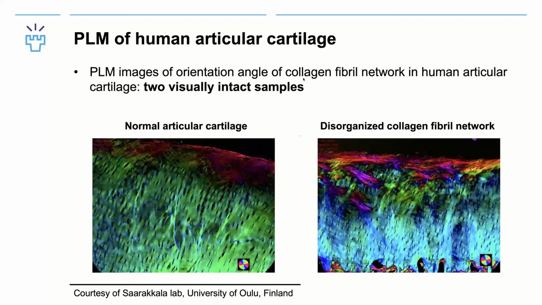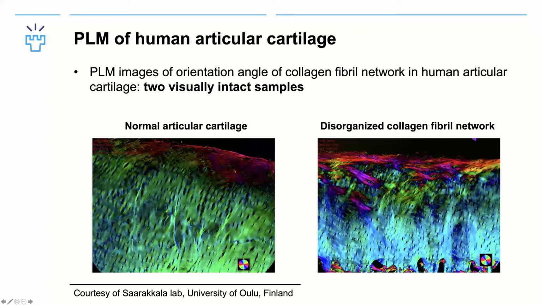These kinds of images you can get from polarized light microscopy. Here we have images of two visually intact articular cartilage samples. Here is the surface, and here is the deep cartilage. Surface here and deep cartilage here, and both samples are visually intact. They are extracted from patients who went to total knee replacement surgery, but they came from joint surfaces which were visually intact. So the surgeon said that this is perfectly good-looking cartilage tissue.